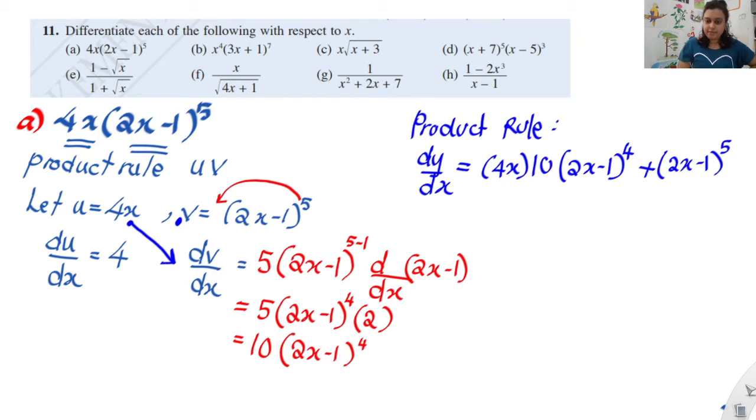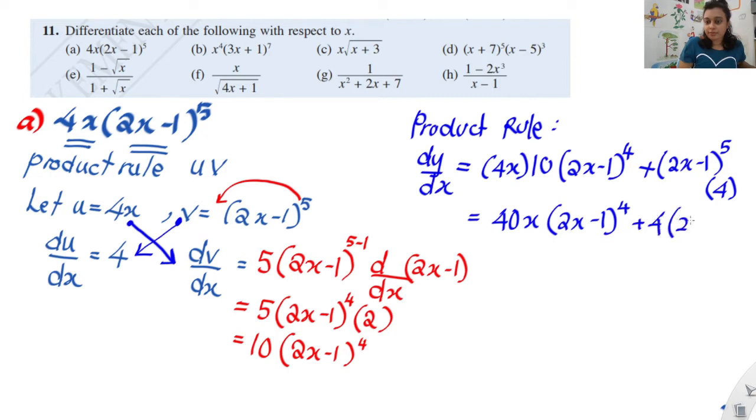After you copy the v, you need to copy the du dx, which is 4. So I'm going to write here so that you can see, times 4. Once you get like this, then what you can do over here is take 10 times 4x, so you get 40x, times 2x minus 1 power of 4, plus the 4 I write in front, 2x minus 1 power of 5. Okay, up to here.